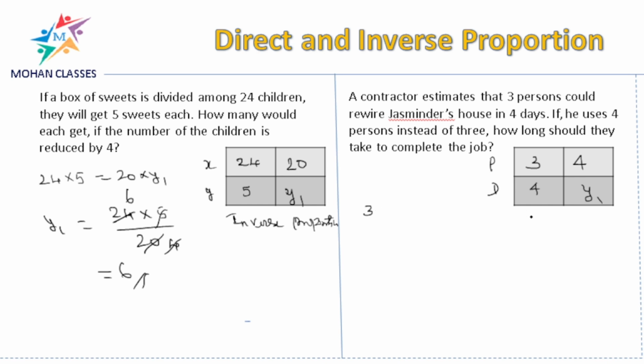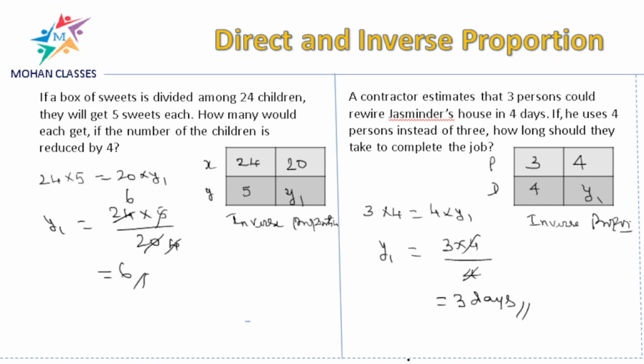What is the ratio? It is the ratio of inverse. He is increasing the workers, so automatically the time taken to complete the work will reduce. Inverse proportion. So that means 3 into 4 is equal to 4 into y1. Therefore y1 is equal to 3 into 4 divided by 4. 4 cancels, so you can complete the work in 3 days. Understand? Let us do the last one.